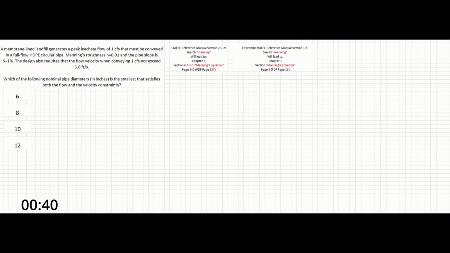So in theory, this is a problem that could be on either the water resources or the environmental exam, but given that it's landfill leachate related, it's much more likely that it's going to be on the environmental exam. So we're going to use the equation from that exam's reference manual. If you search Manning, this will bring you to Chapter 1, the Manning's equation, on page 9. And that's going to be V equals K over n times the hydraulic radius to the 2/3 times the slope raised to the 1/2.